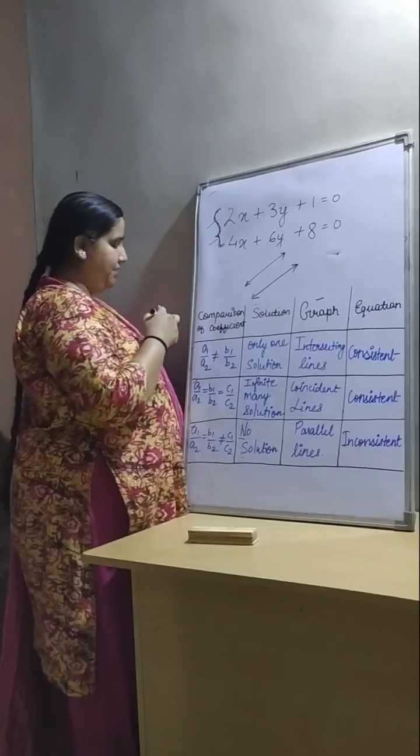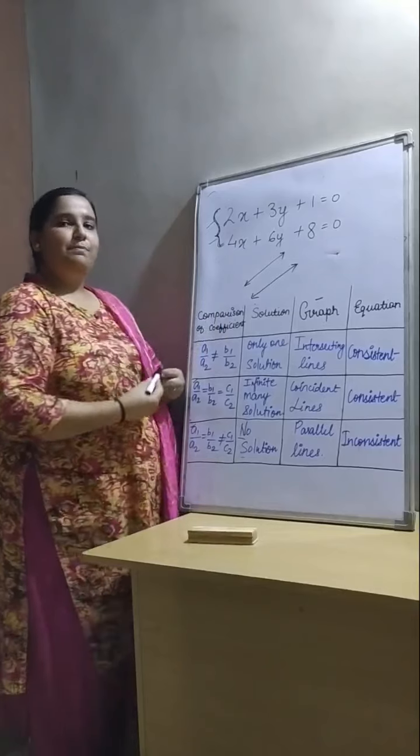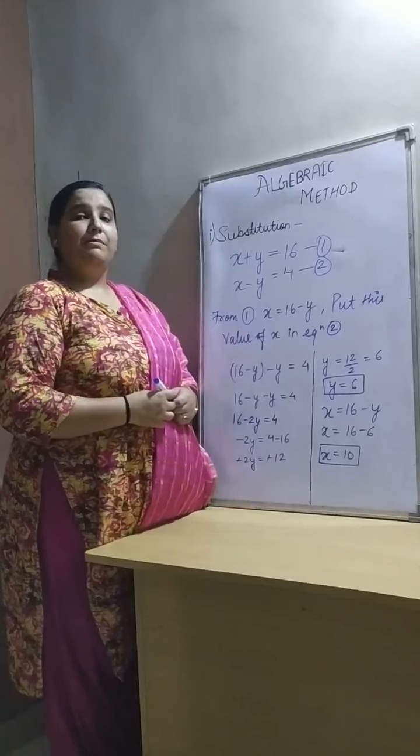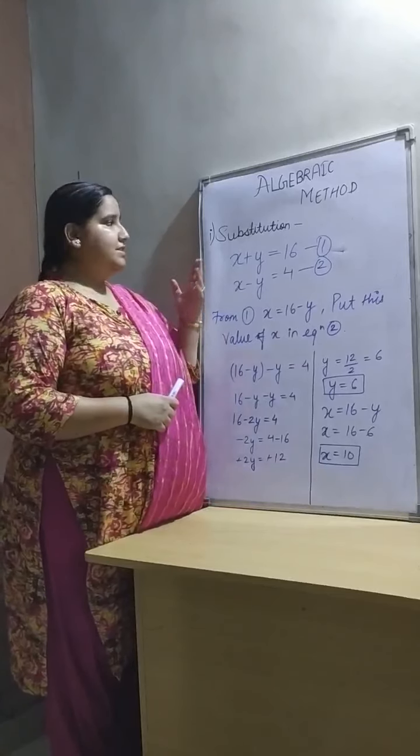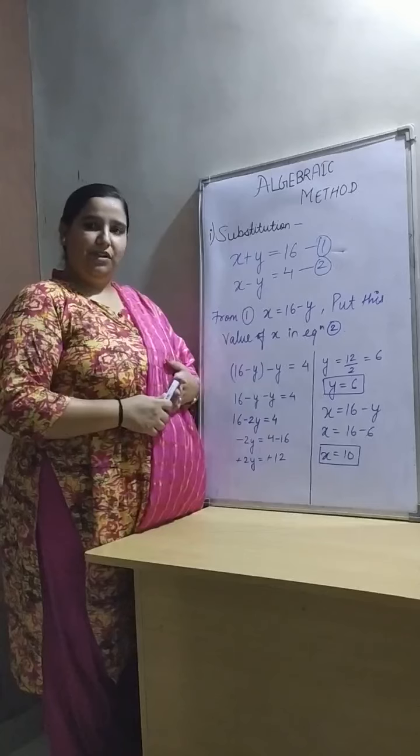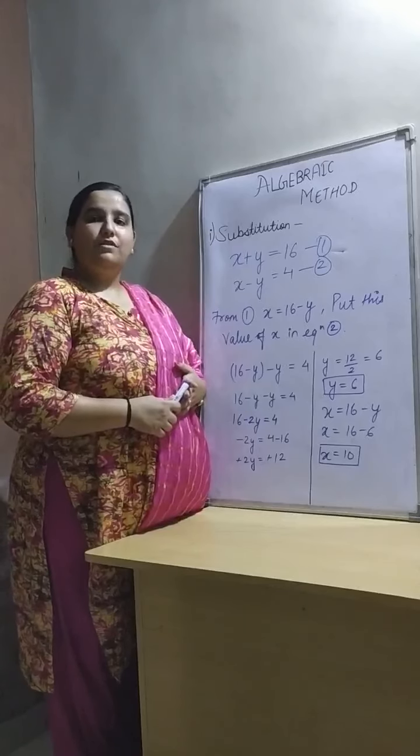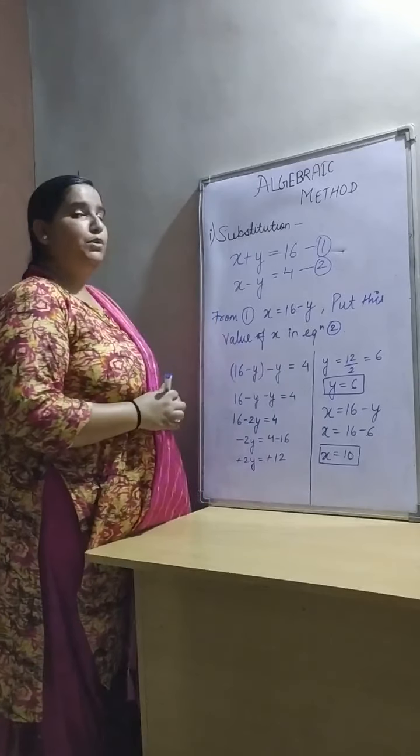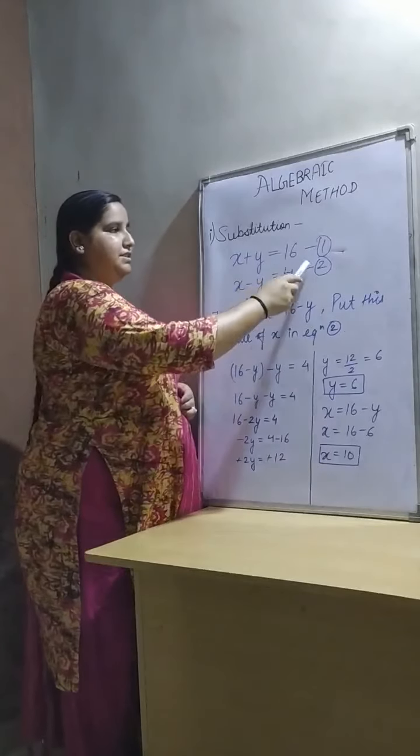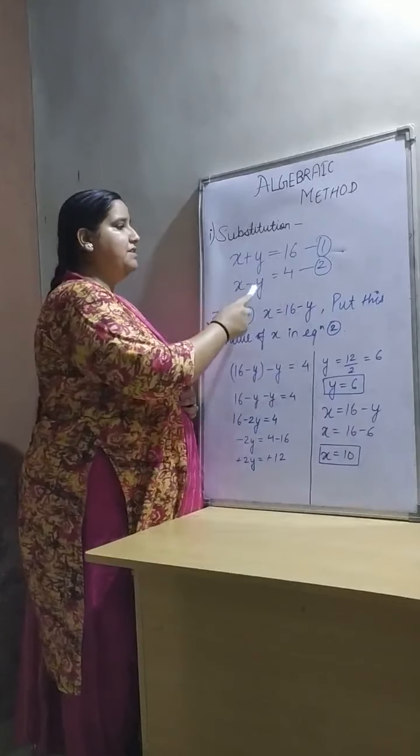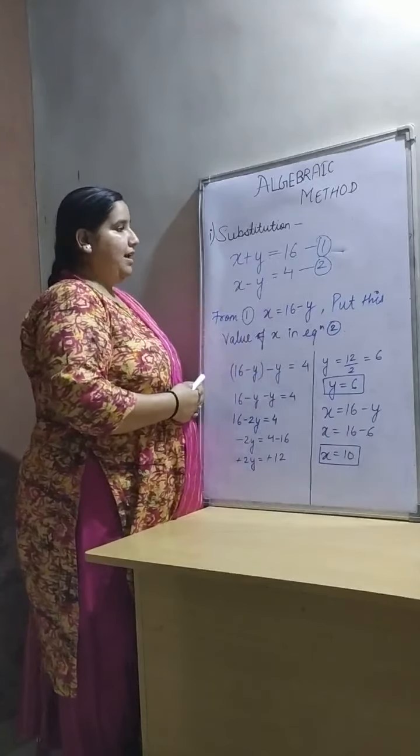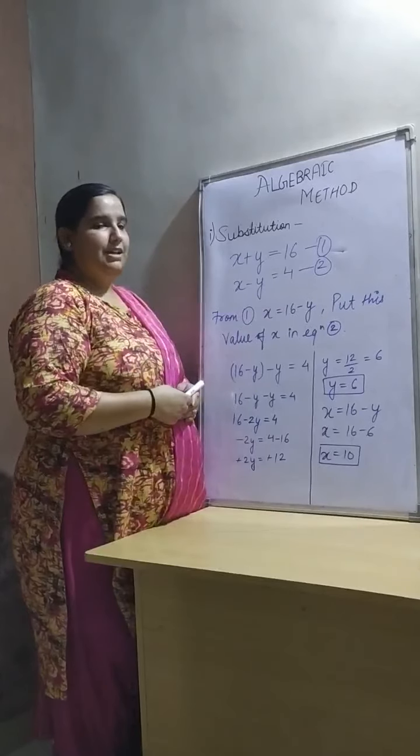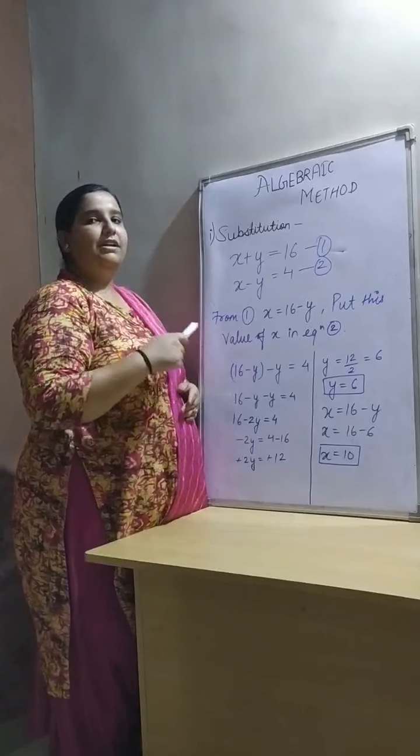In this way, we can find the solution of a pair of linear equations. Let us understand the algebraic method. The algebraic method has three types of solution. First is the substitution method, second is the elimination method, and third is the cross multiplication method. In the substitution method, for example, we have two equations: x plus y is equal to 16 and x minus y is equal to 4. If I want to solve this by the substitution method, we need to find any one variable in terms of another variable.